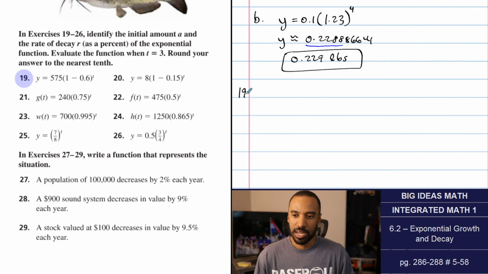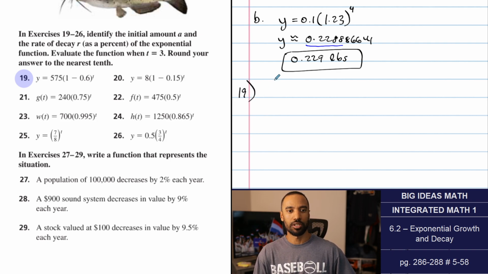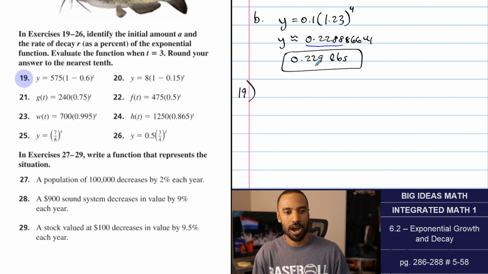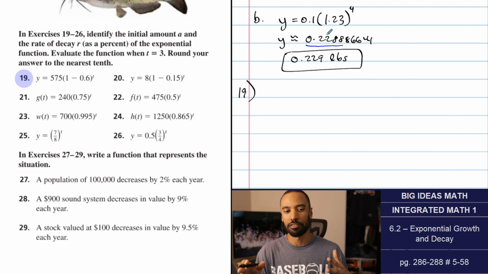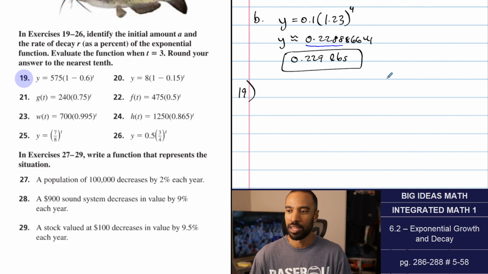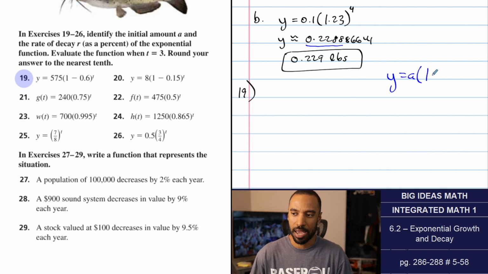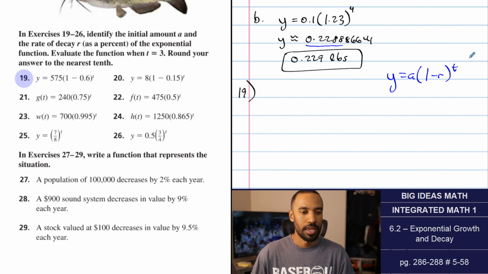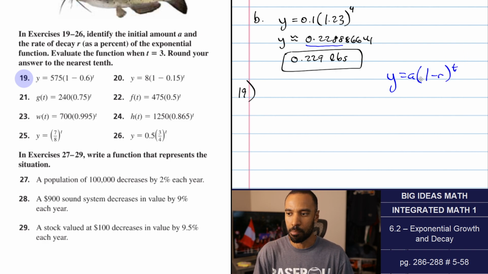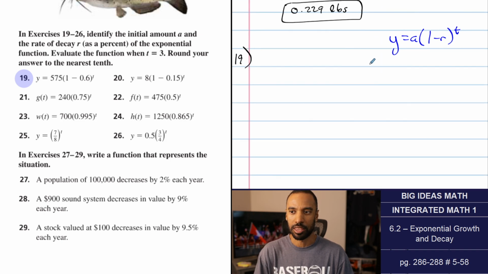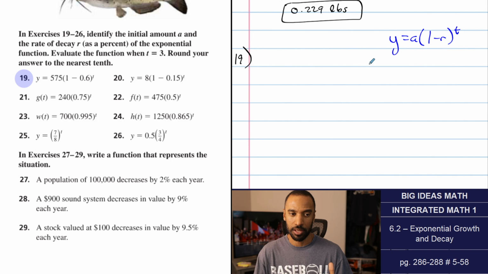All right, in exercises 19 to 26, identify the initial amount A and the rate of decay R as a percent. So this is going to be a lot like the first set. We're just going from growth to decay. Interesting on how much they distinguish this. This is just using the formula y equals A times (1 minus R) to the t power. Now the first 2 questions they have, you can see the minus there clear as day. We're going to be utilizing that, but that doesn't change how we write the percentage. We don't write it as negative or anything like that.